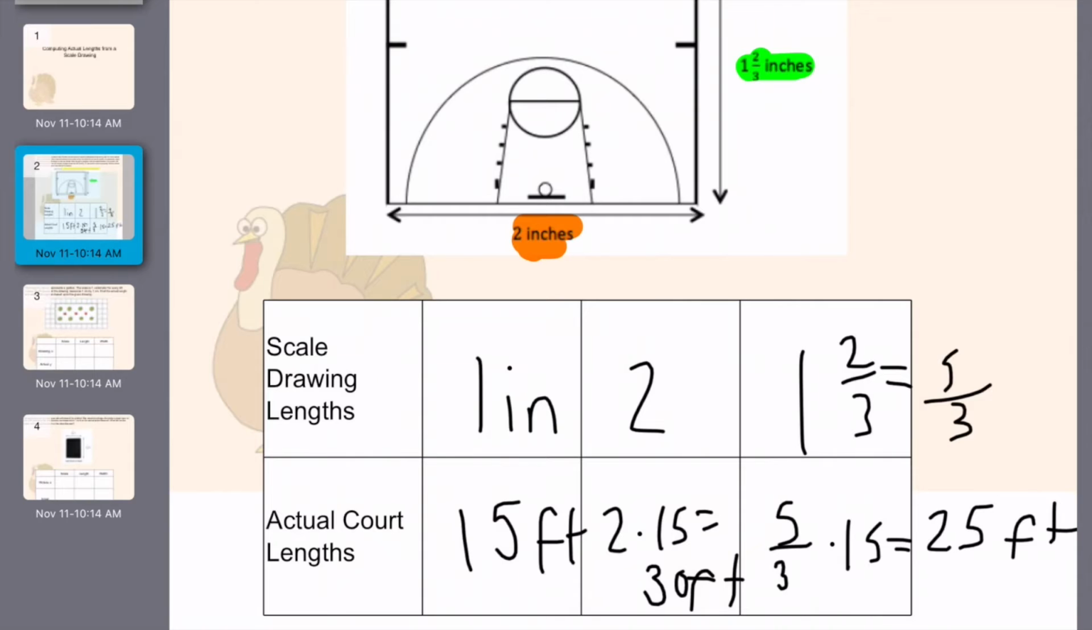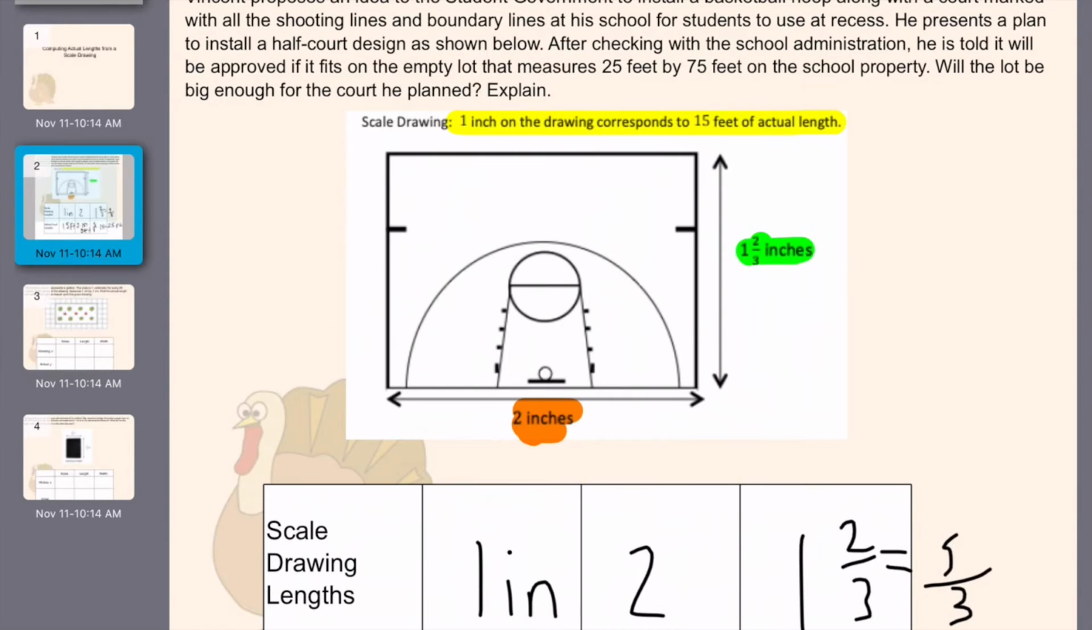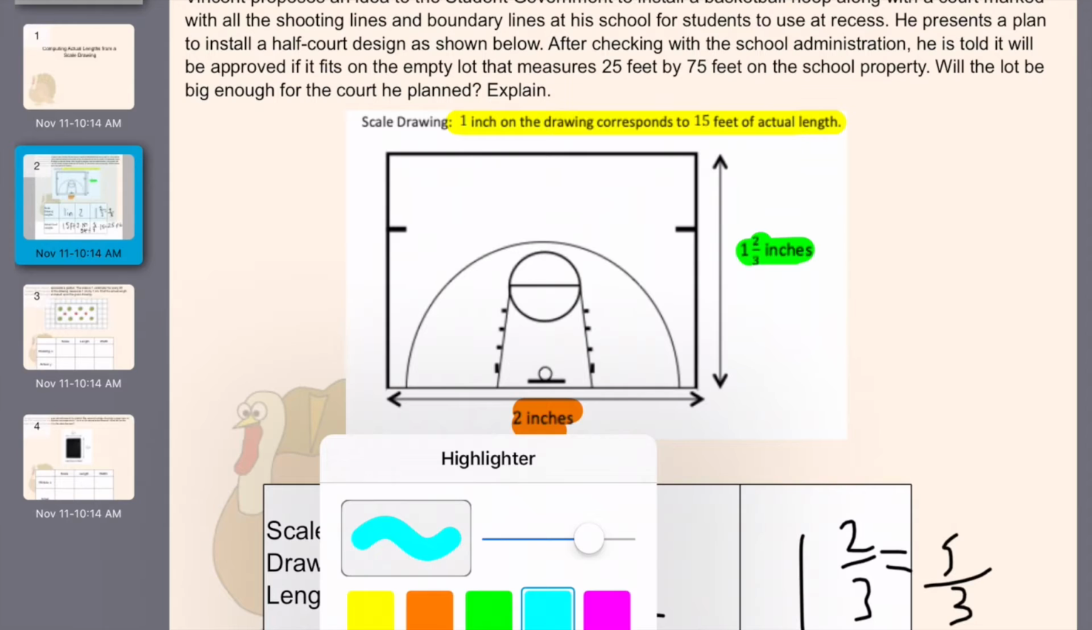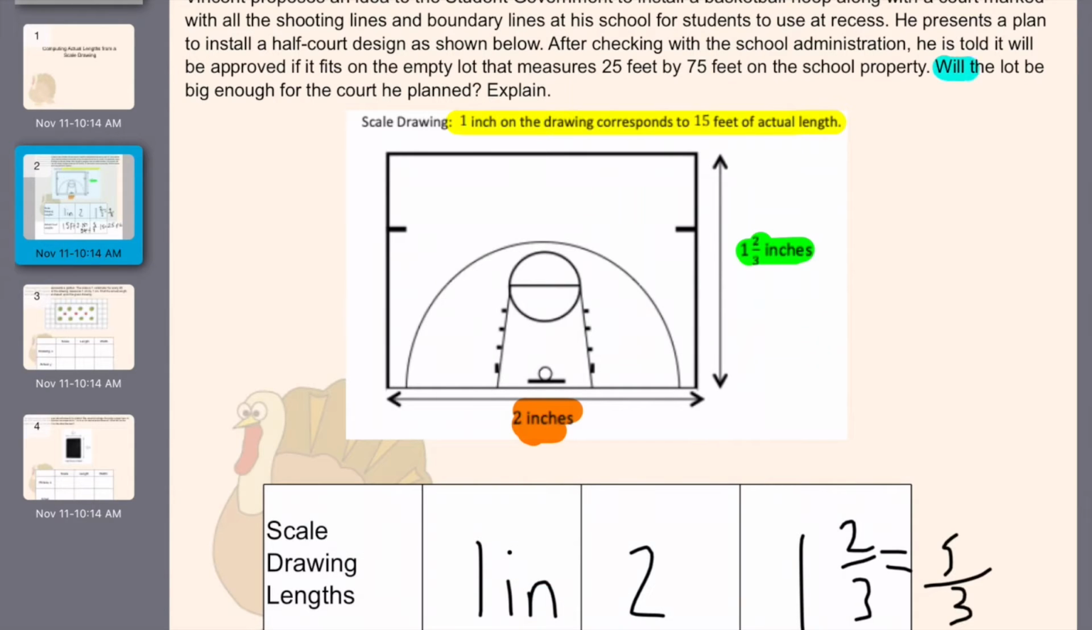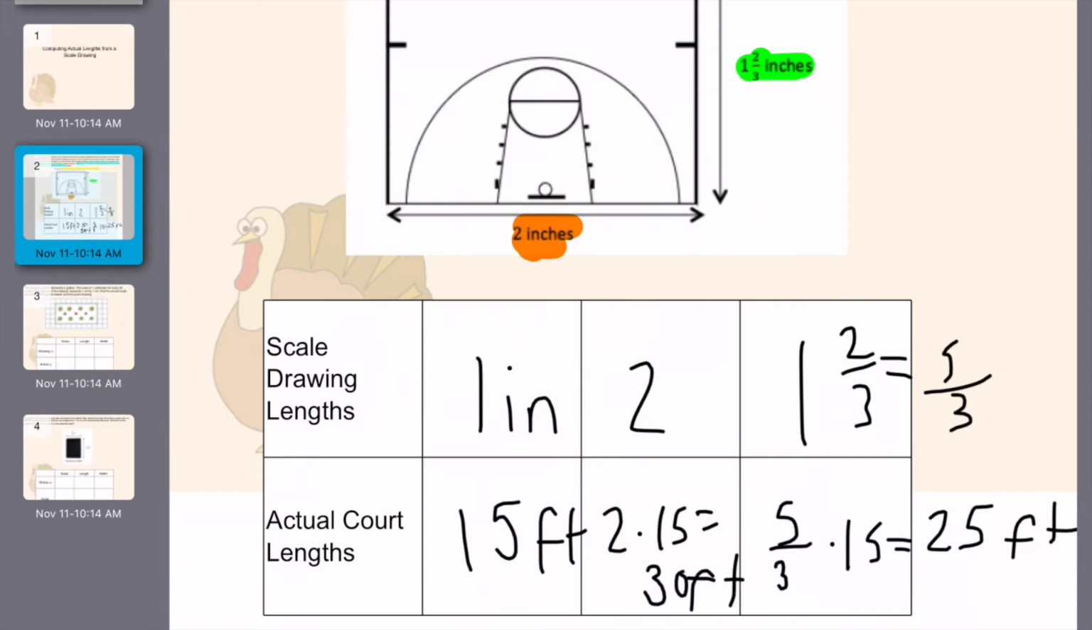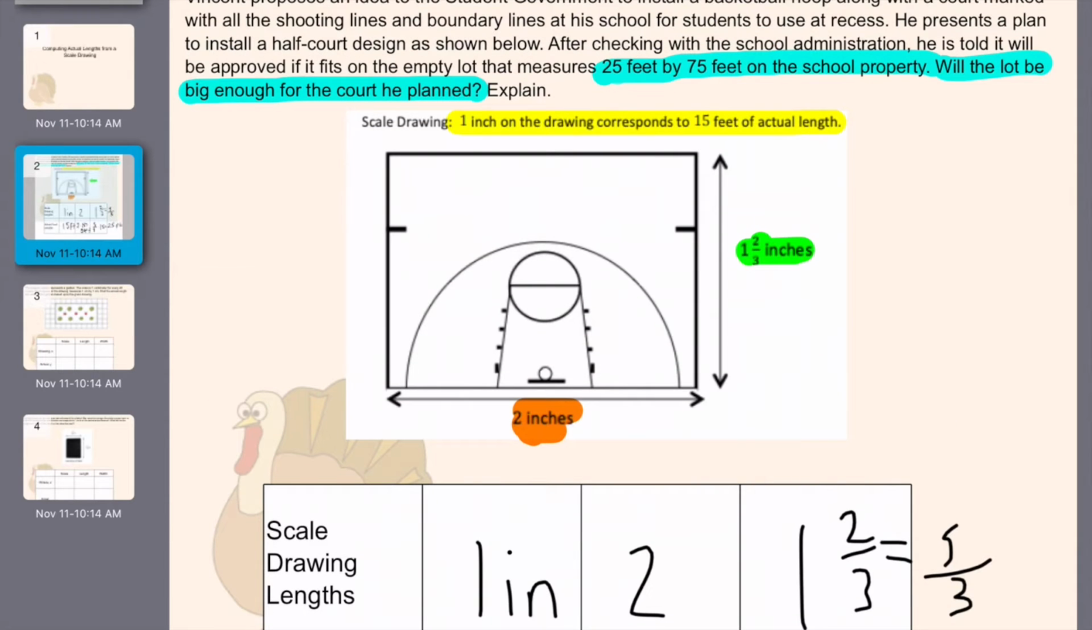So now I have to go back to my question, which I'm going to highlight one more time for us. Will the lot be big enough for the court he planned, and it measures 25 feet by 75 feet on the school property? So I can see that this is 25 feet by 30 feet. So yes, it will fit. Just it'll be very, very close. Okay, let's try another example.